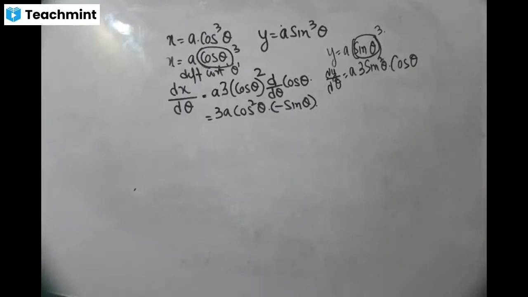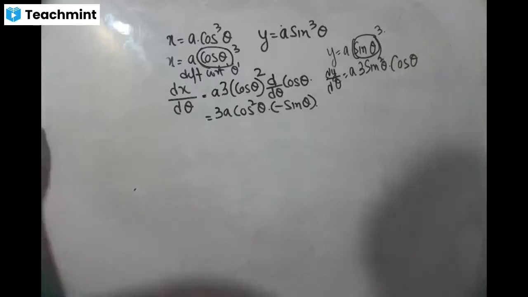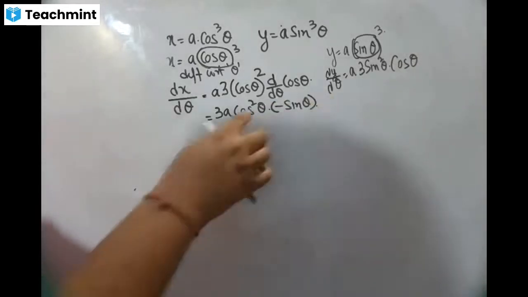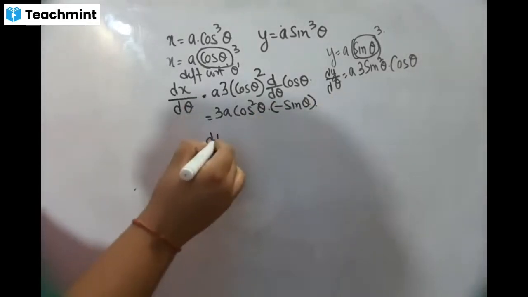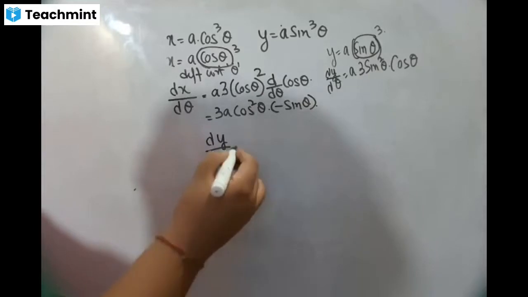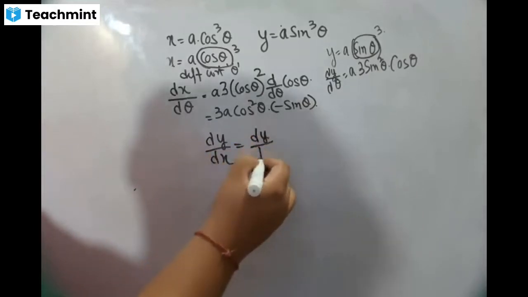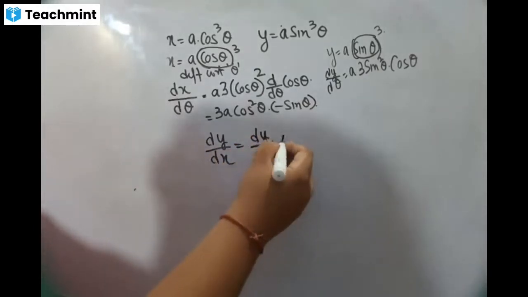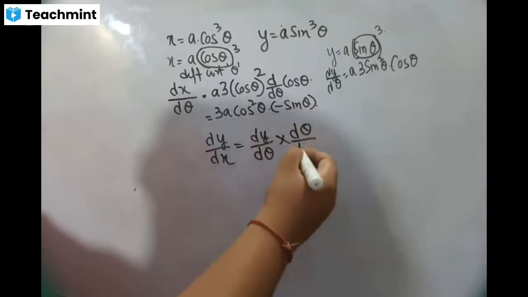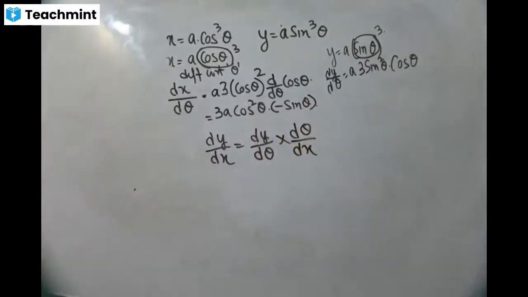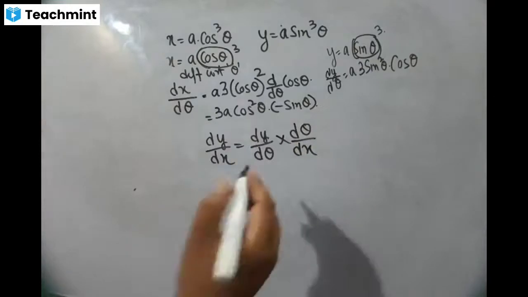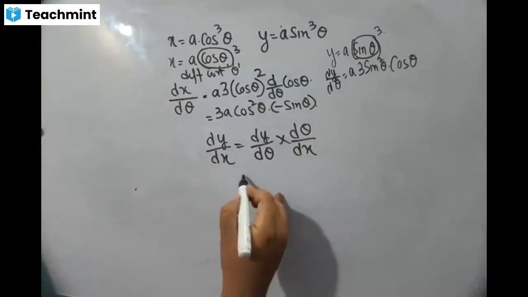Now it's time to combine them. What is that rule called? Chain rule, because dy is in equation 2 and dx is in equation 1. So please help me combine them. So dy by dx will be what? dy by d theta into d theta by dx. So what is the value of dy by d theta?